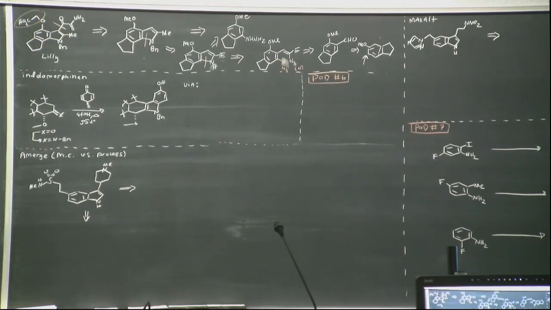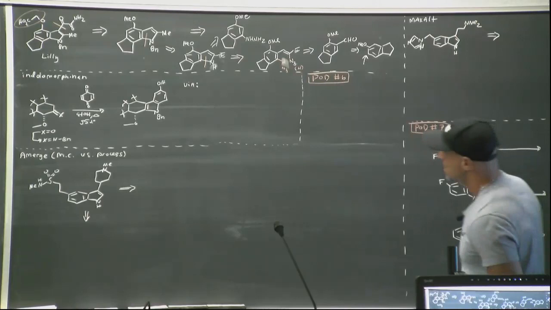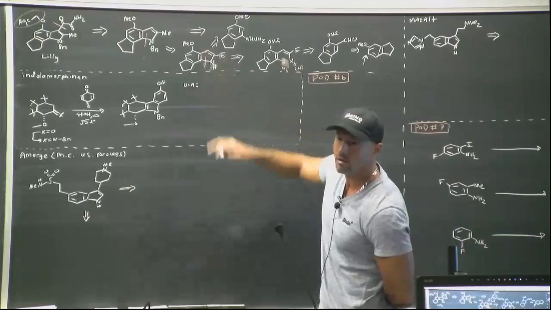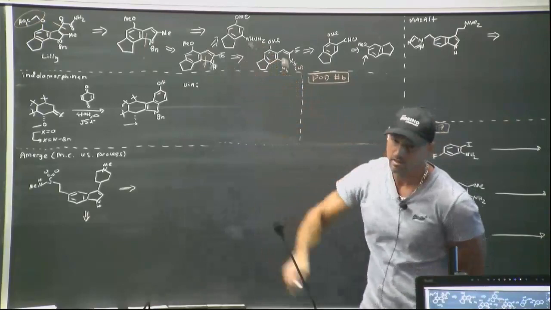And so the most tactically simplifying disconnection is the CH bond here rather than disconnecting here. Right? This doesn't buy you anything, because I don't know how to make this easily. But this one is easy. Questions?